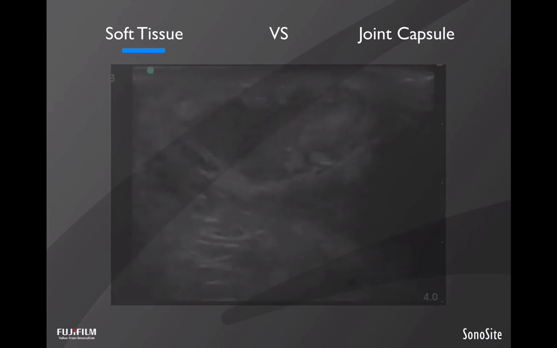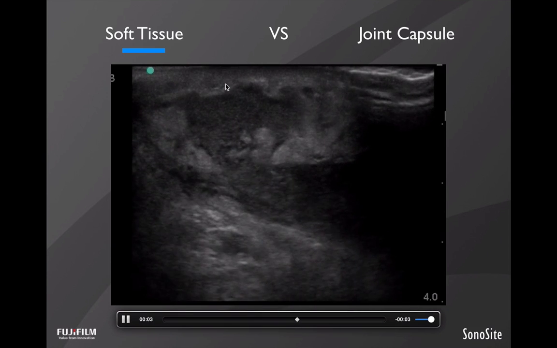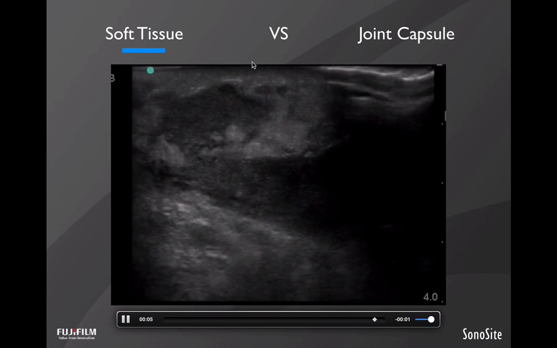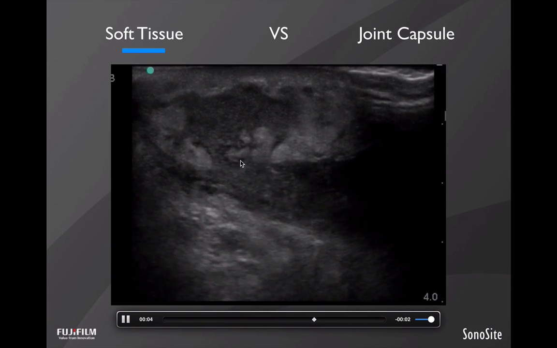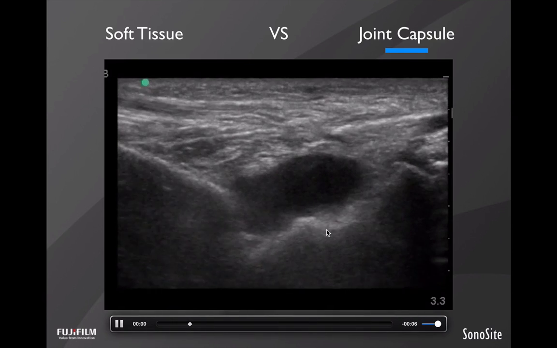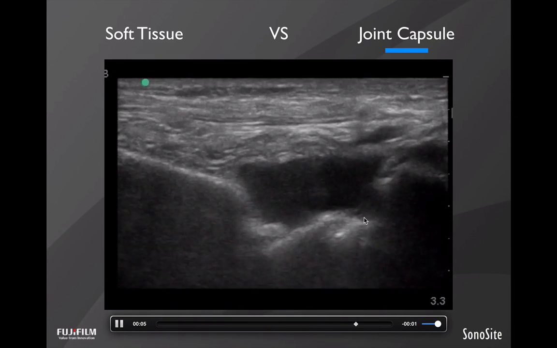So I'm going to talk about some basic soft tissue ultrasound. And when you look at soft tissue, you can see here, this is an abscess. This is superficial. It comes up right to the top, drains down, purulence right here. Conversely, here's a joint capsule or joint space swelling. You can see bone here.